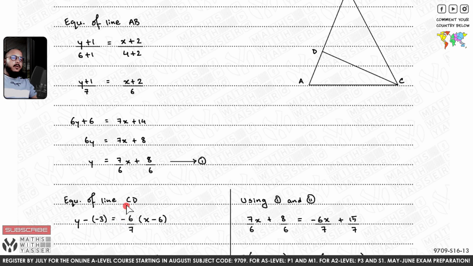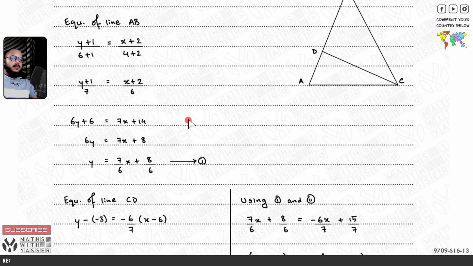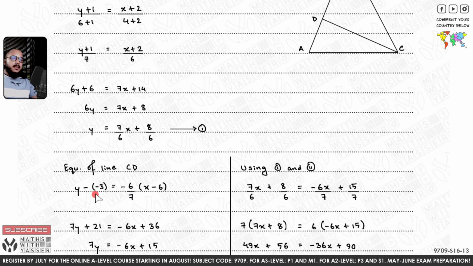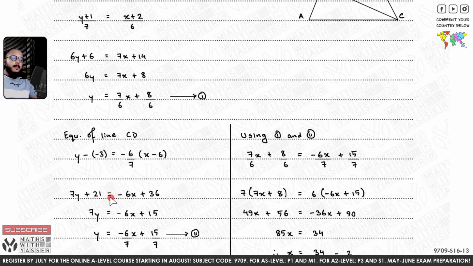We also know a point on the line, which is C, which is 6 and negative 3. So we can use that point and the gradient to find the equation of the line CD. So y minus minus 3 equals minus 6 over 7 times x minus 6. The formula I'm using here is y minus y1 equals m times x minus x1. That will give you 7y plus 21 equals negative 6x plus 36. So 7y is equal to negative 6x plus 15. So y equals negative 6x over 7 plus 15 over 7. Now let's call this equation 2.